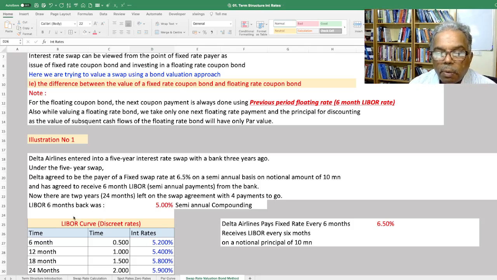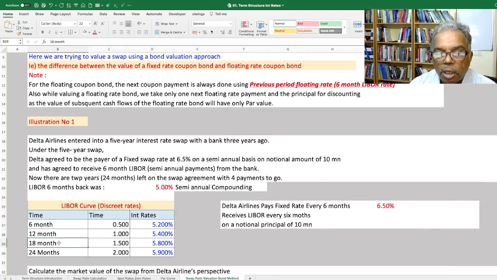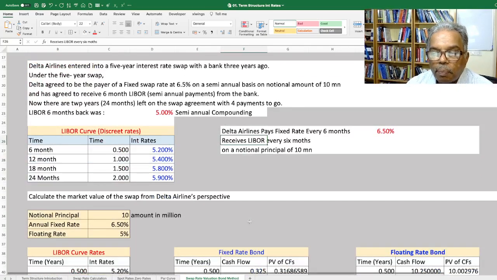The LIBOR of the previous 6 months was given as 5% with semi-annual compounding. The following LIBOR interest rates were given for 6 months, 12 months, 18 months, and 24 months: 5.2%, 5.4%, 5.8% and 5.9%. Let's quickly recollect: Delta Airlines pays a fixed rate of 6.5% every 6 months and receives LIBOR every 6 months on a notional principal of 10 million.